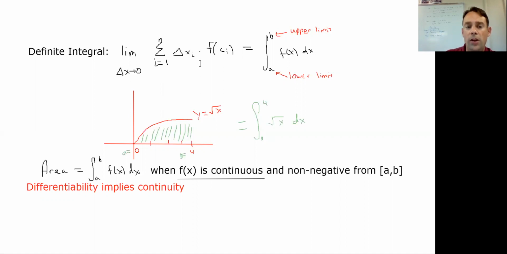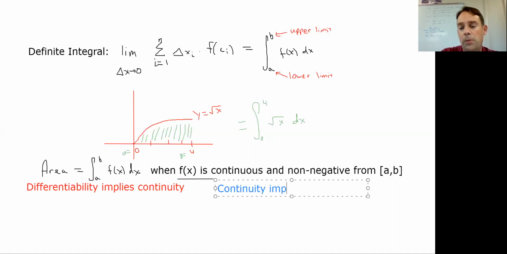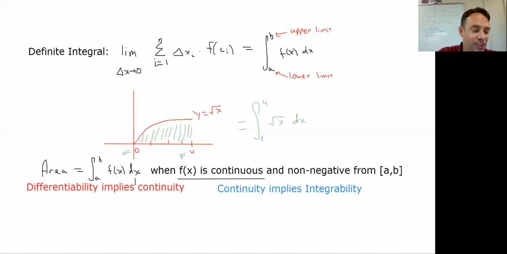So we can actually take this statement and we can come up with a second theorem that's actually related to it. Continuity implies, the word is integrability. Now, where differentiability implies continuity comes up a lot on the AP test, continuity implies integrability, not so much. So don't worry too terribly much about it. But here's what it essentially means.